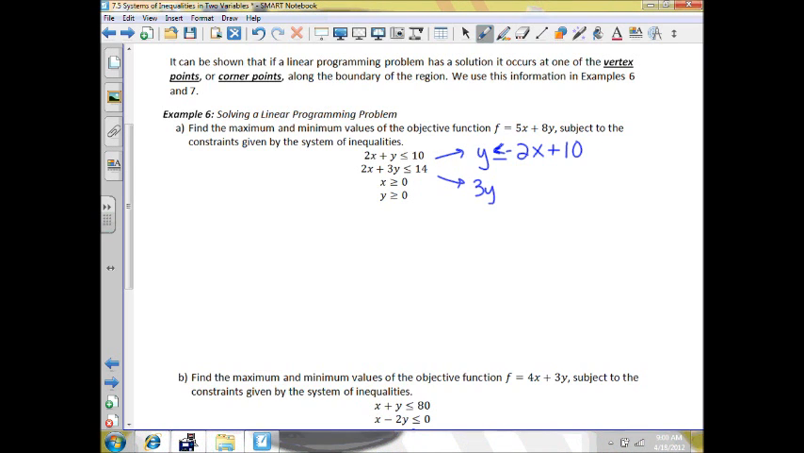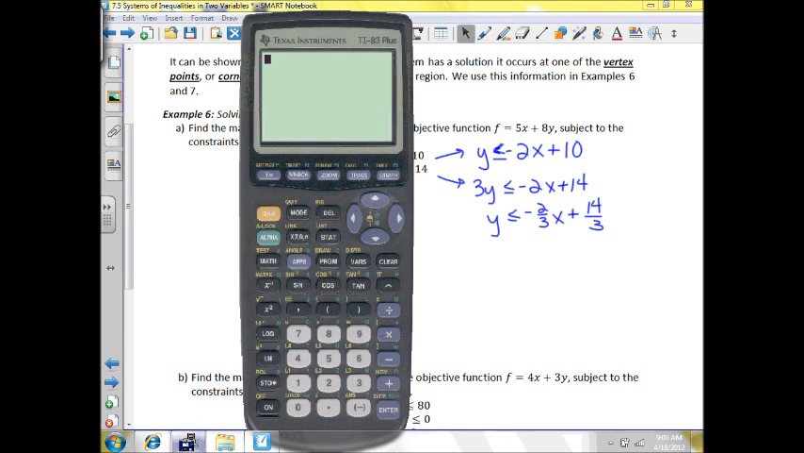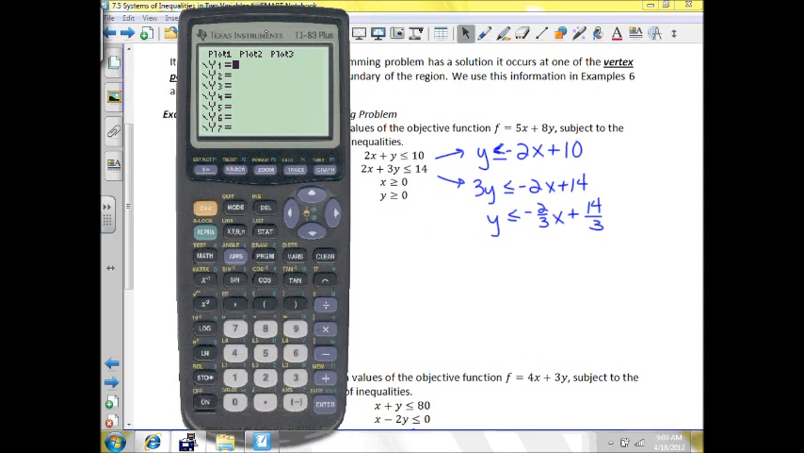This one here is 3y is less than or equal to negative 2x plus 14, which means y is less than or equal to negative 2/3 x plus 14/3. This is just like our example in number 5. So what we're going to do is put this into our calculator. So I have negative 2x plus 10. We'll have negative 2x divided by 3 for negative 2/3 x, plus 14 divided by 3.